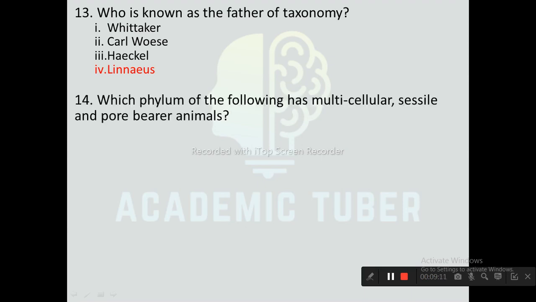Next one, which phylum of the following has multicellular, sessile and pore-bearing animals? The options are Annelida, Porifera, Coelenterata and Mollusca. And the correct option is option second, that is Porifera. Porifera is a phylum that includes multicellular, sessile and pore-bearing animals, commonly known as sponges.